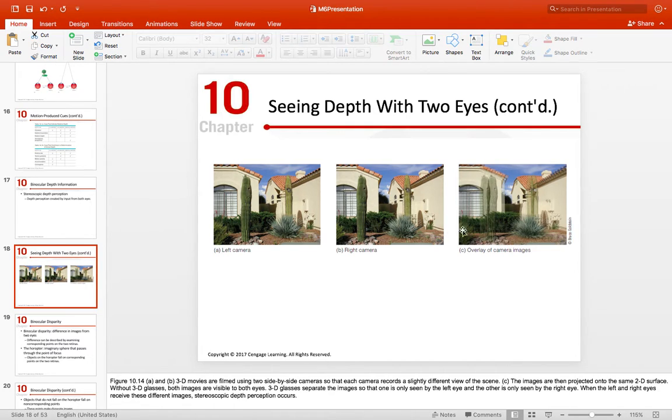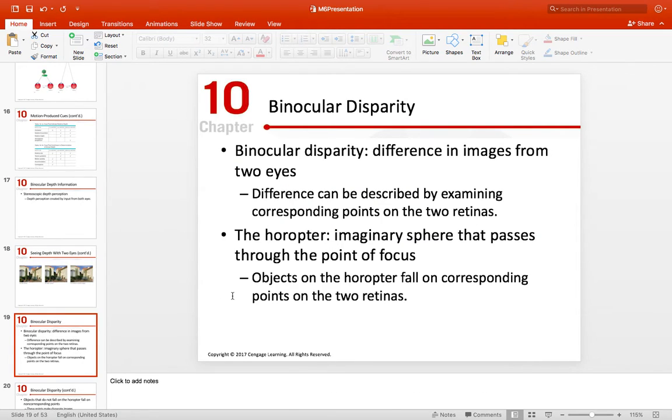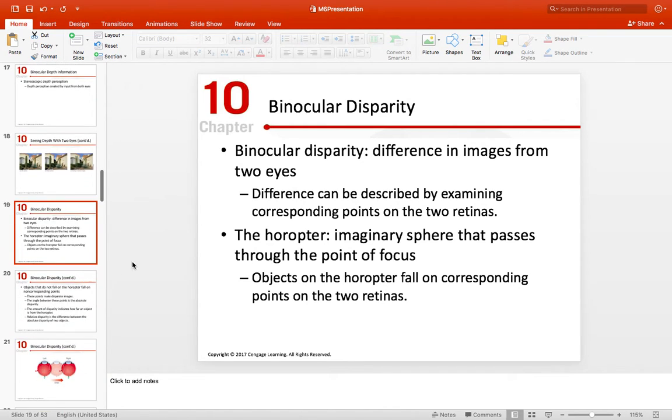Each is different. Now, somehow, this is the correspondence problem. The mind combines the two to create this unified image, essentially. And that's the correspondence problem. How does it do that? And that's the question we don't know. But anyhow, this is called binocular disparity. And that's the difference in images from the two eyes. So make sure in your chapter you spend some time looking at that.